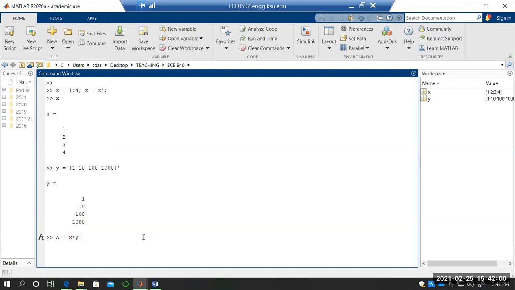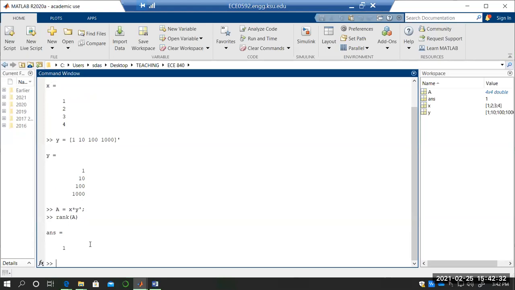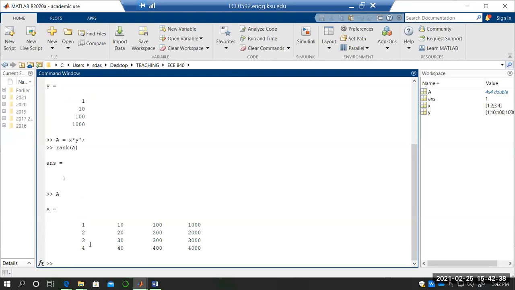Agreed? Yes. But what would be the rank of this? Let's not look at A, but rank of A would be, so I'm taking a vector x, and taking another vector y. So x y transpose, it's a matrix. What's the size of the matrix? It's a 4 by 4 matrix. But what's the rank of A? It'll be 1. And you can clearly see why.